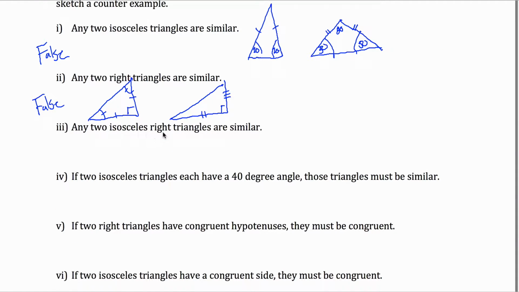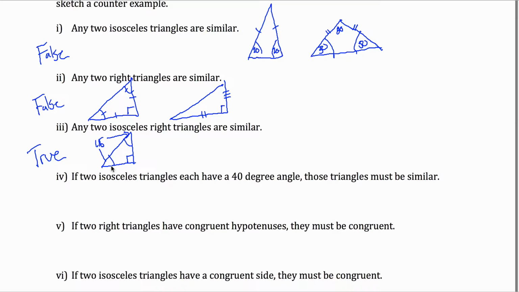Number 3: any two isosceles right triangles are similar. That ends up being a true statement. And the logic here is that if you have a right triangle that is isosceles, this angle has to be 45, and these two angles have to be the same. Sorry, this angle has to be 90, and these two angles have to be the same. So 180 total degrees, use up 90 of them here. That leaves you 90 total here.